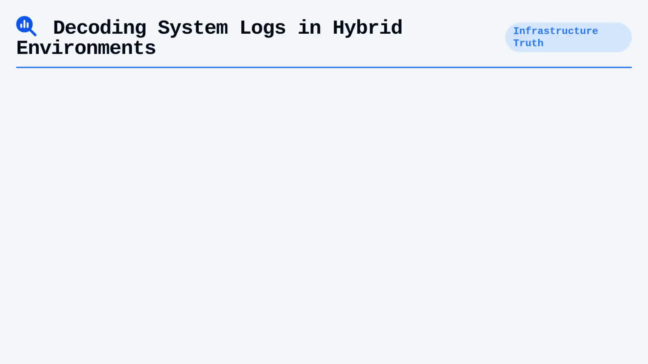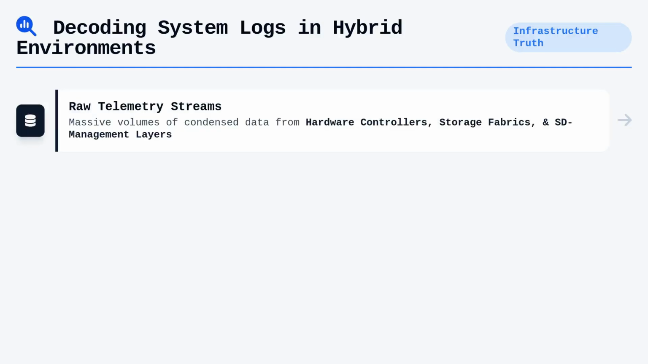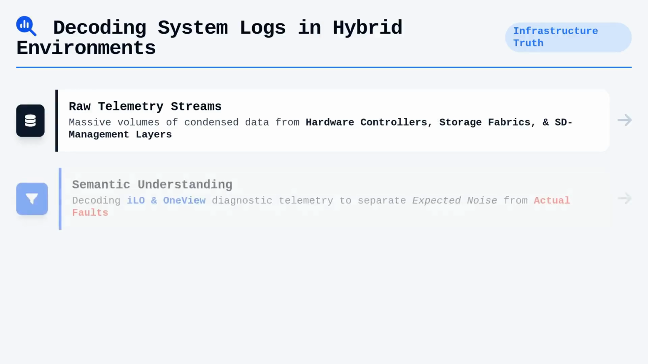In any complex hybrid environment, system logs serve as our primary source of truth, yet they are rarely human-readable in their raw state. We are dealing with massive volumes of condensed data streams generated by hardware controllers, storage fabrics, and software-defined management layers. When we look at HPE infrastructure, specifically the diagnostic telemetry pouring out of components like iLO or OneView, the challenge is not just capturing the data, but understanding the semantics of the underlying resource algorithms.